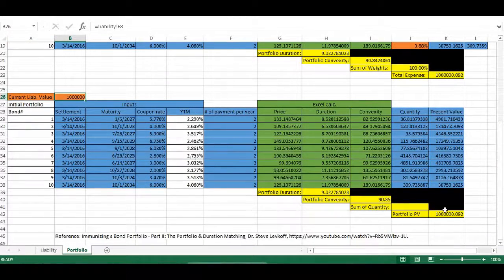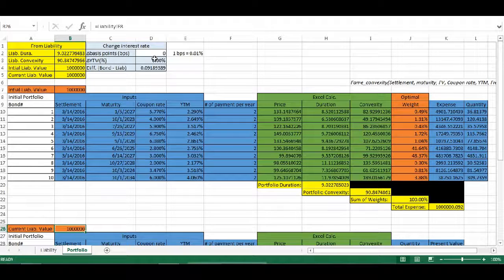And we calculate the difference between liability value and bond value using this difference. We want this number as small as possible because when this number is 0, that means we have perfect match, perfect hedge to our liability. Now we can see the difference is only 9 cents, which is a pretty good hedge.